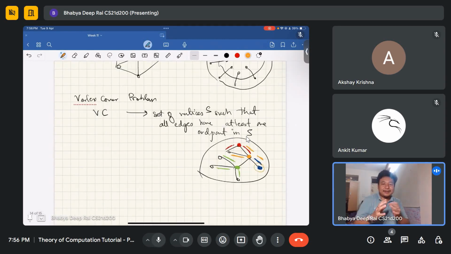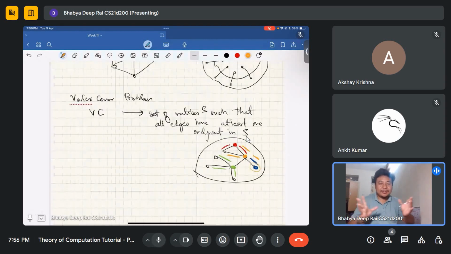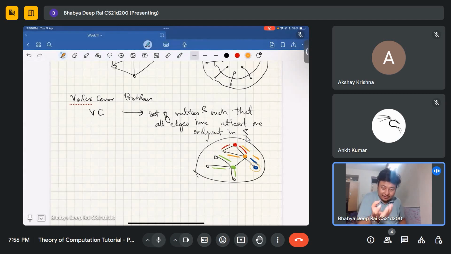So independent set I'm trying to maximize, vertex cover I'm trying to minimize. The optimum vertex cover is always the one of smallest size. So what are the applications? For example, let's say Facebook wants to advertise among different groups of people, and I don't want to give an advertisement to two people who are friends with each other.